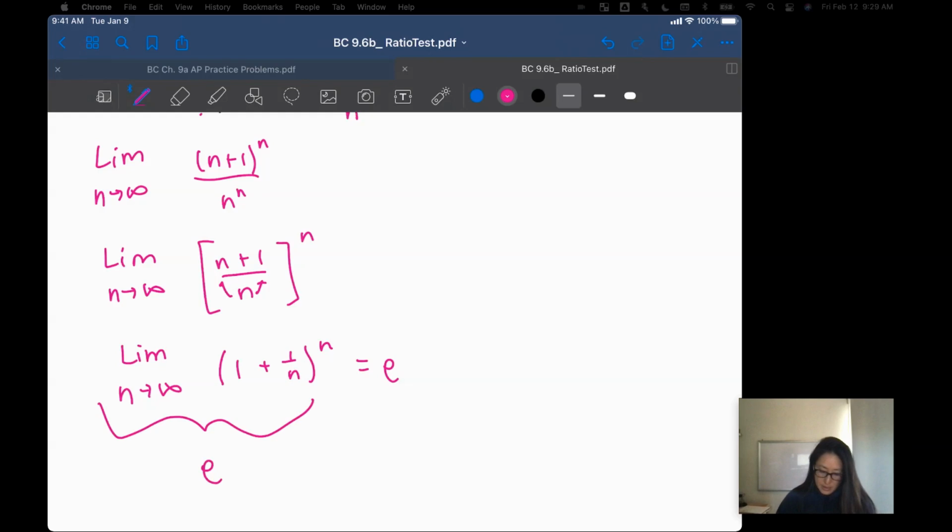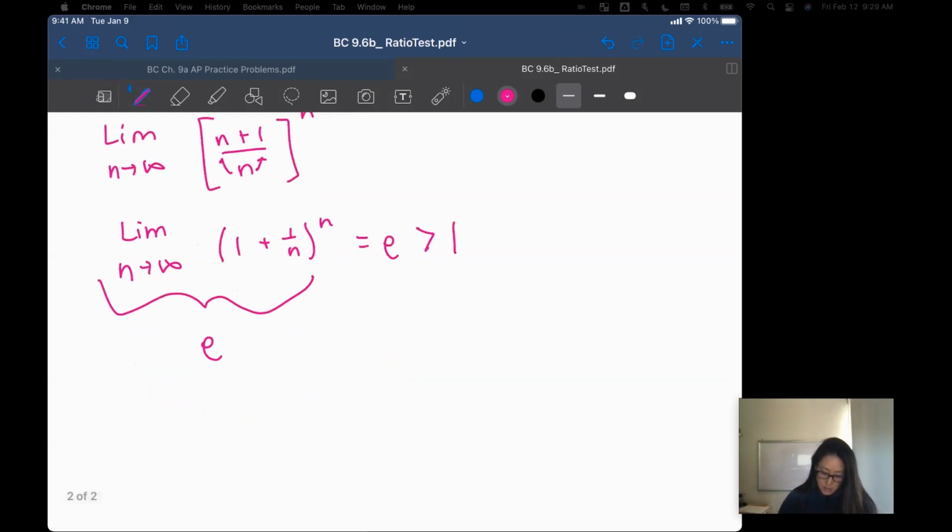Okay, so e is greater than 1, so the series diverges by the ratio test.